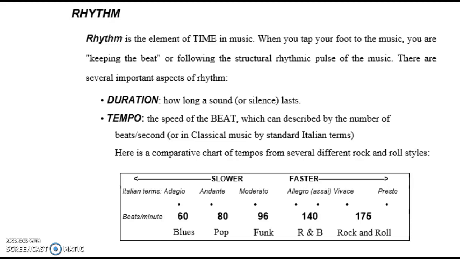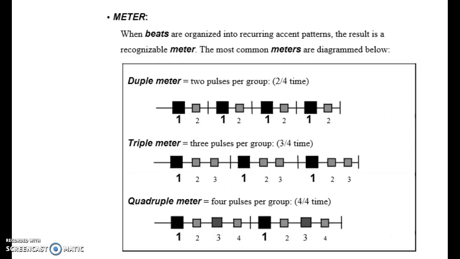So those terms are very important. Andante at a walking pace. Adagio or largo is slow. Moderato, allegro, and presto. Meter. When beats are organized into recurring accent patterns, into the bar lines, the result is a recognizable meter. The most common meters are diagrammed below.